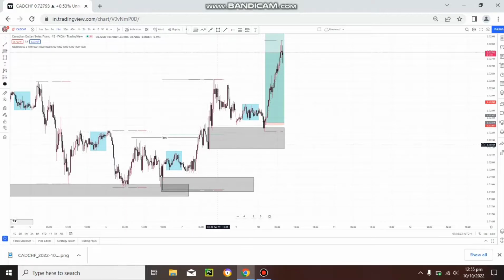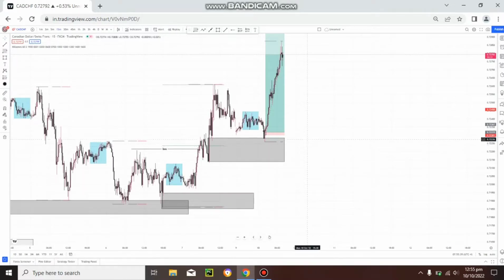As you can see, I drew my premium and discount. Price came to this demand zone at the discount, I mean at the EQ, and it's a good zone to look at. This corrective pullback to this demand zone is also a good confirmation, and it builds my confidence.